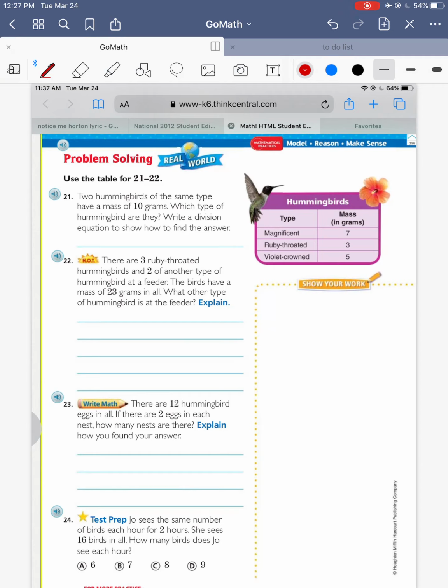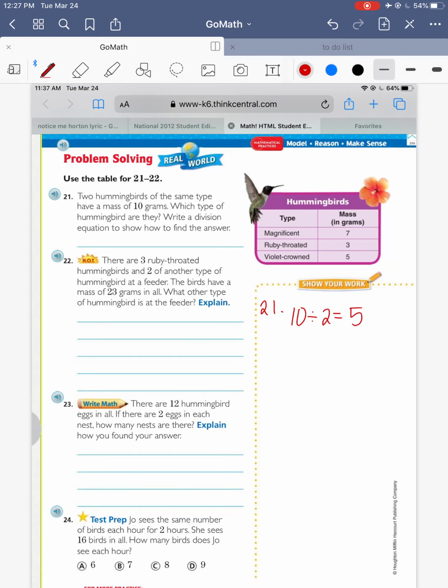So 2 hummingbirds of the same type have a mass of 10 grams. Which type of hummingbird are they? Write a division equation to show how to find your answer. So we have 2 hummingbirds that are 10 grams total. So 10 is going to be the first number in our division problem because it's the biggest. It's the total. If we divide it by 2, that would give us 5.